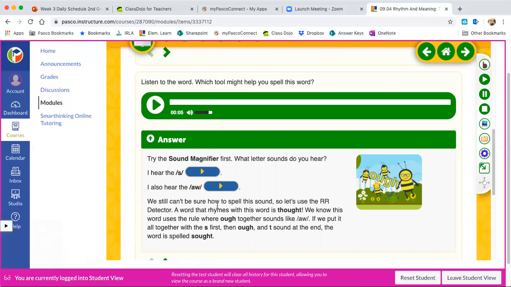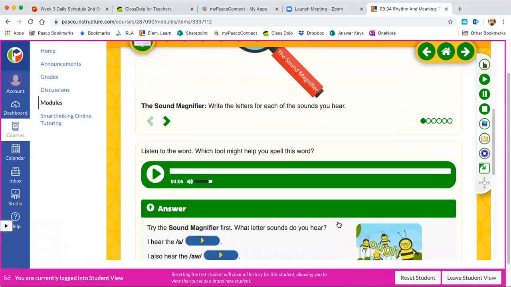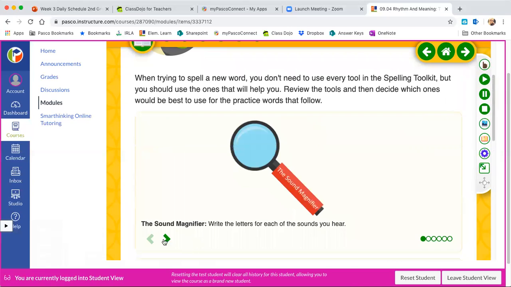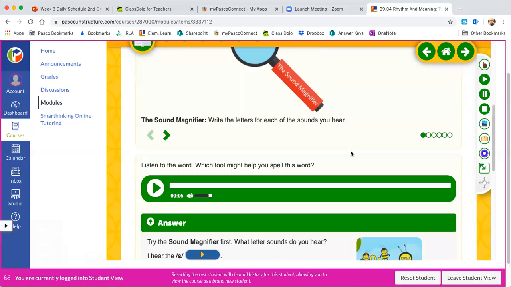We also heard the ah sound. Now, I know that a few different things make up that sound. One of them is AW, but another one is OUGH. And for this word, it uses OUGH. And then what you hear on the end is T. Now, if you picked a different tool, that's okay. What matters is that you're using some sort of strategy to figure out a word you don't know.